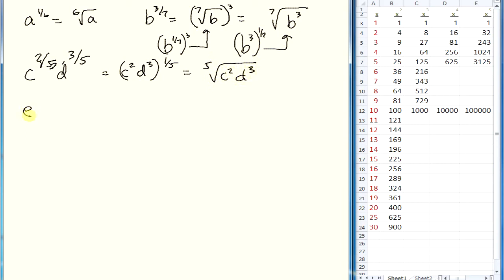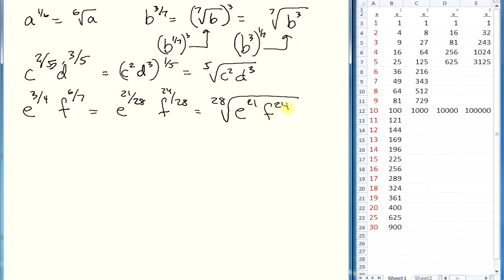If for some reason E would be raised to the 3/4, and F would be raised to the, let's say, 6/7, my suggestion is you would want to have a common denominator for both of the fractions first. Since both of them could have 28, I would realize that 3/4 is the same as 21/28, and F would be raised to the 24/28. Therefore, I could look at this as the 28th root, because they both have 28 as the denominator for their exponent, and that would be E to the 21st, F to the 24th.